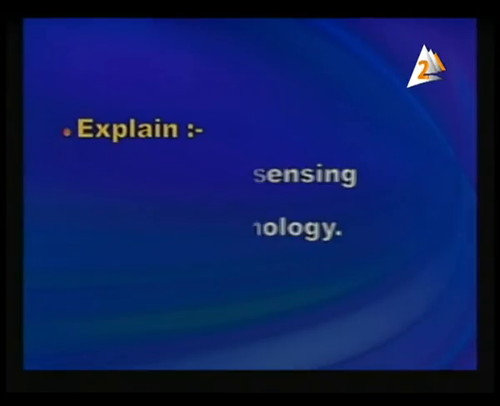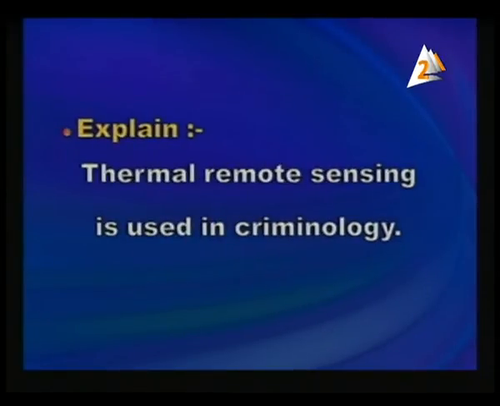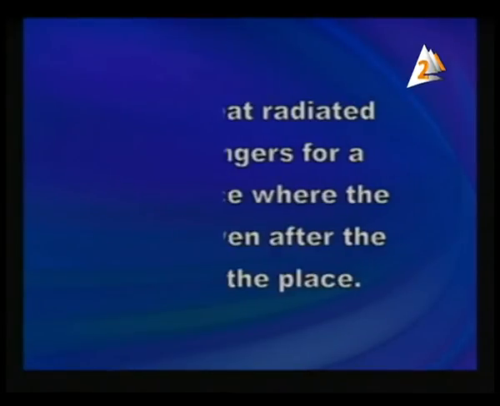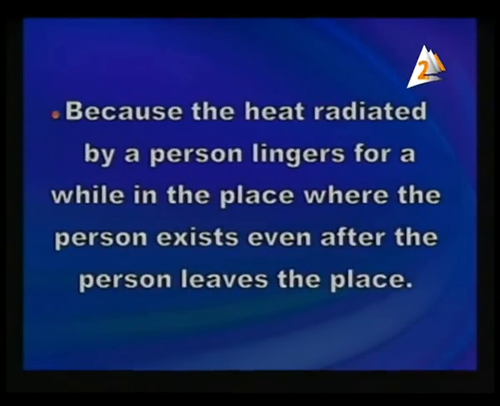Explain: thermal remote sensing is used in criminology because the heat radiated by a person stays for a while in the place where the person exists, even after the person leaves the place.